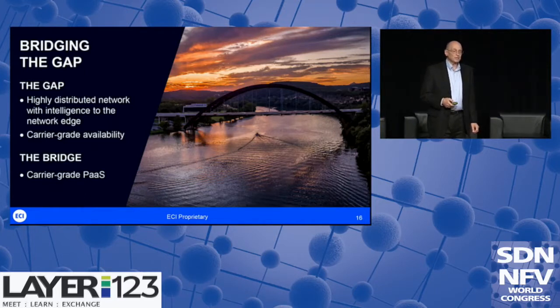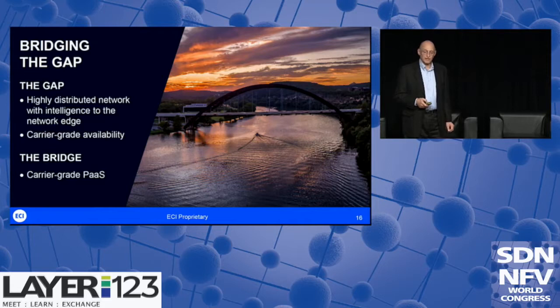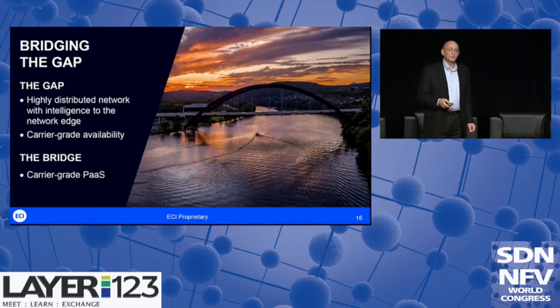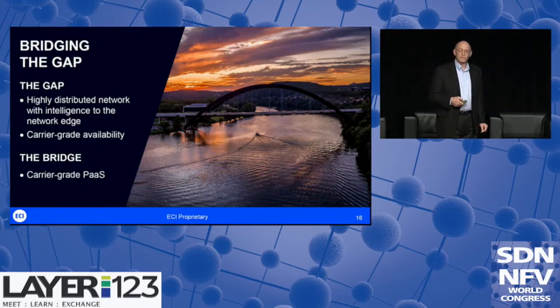The final element of the gap that I want to address is the fact that we have a highly distributed network, particularly with intelligence at the network edge that I had mentioned before. And we have a network based on customer expectations for carrier-grade availability. And what I suggest is that the way that we need to address this is to take that middle layer that I talked about before within the cloud-native model, or the PaaS, and make that a carrier-grade PaaS.